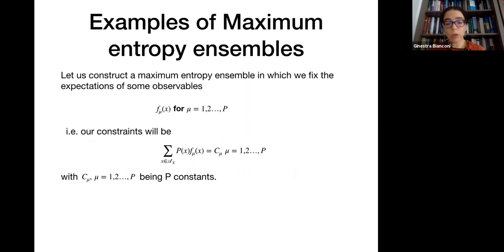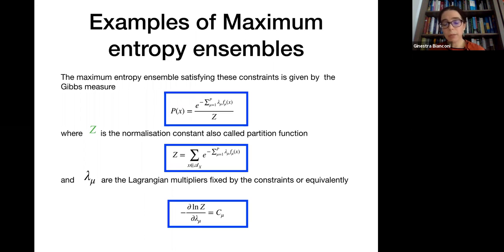So what we want to do: we have some observables, some functions of the outcome. We have P observables, P functions of the outcome, and we want to fix their average value over the distribution P of X. So we want to say that the observable will take, on average, the value capital C mu. And if I maximize the entropy given this constraint, I find this distribution P of X that takes this form. This is a very general form, called the Gibbs measure, in which we have an exponential, and some variables lambda mu, which, we will show, are the Lagrange multipliers of the constraints.